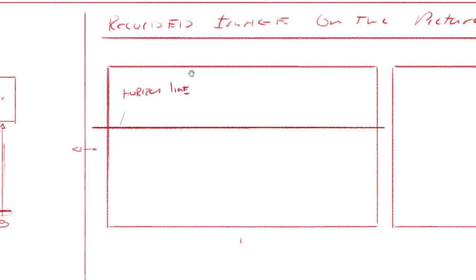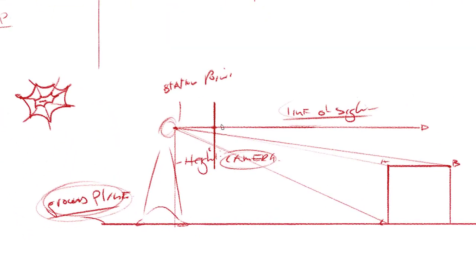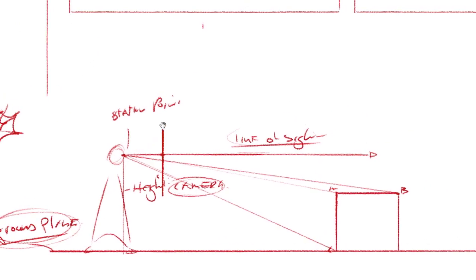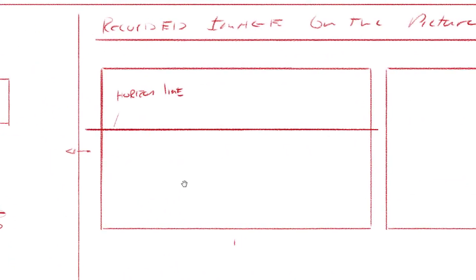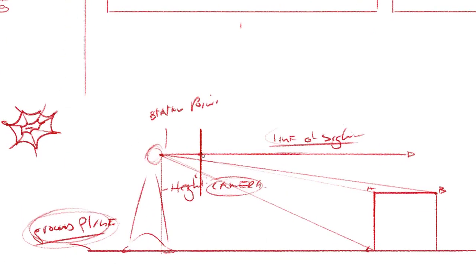And this line is very important because this is connected to the station point, and the station point gives us the height of the camera. Alright, okay. So now I've got my horizon line set up. This is the height of the camera. Okay. So let's put in these points.